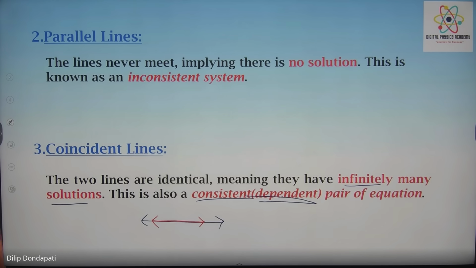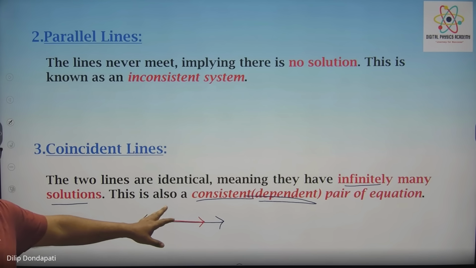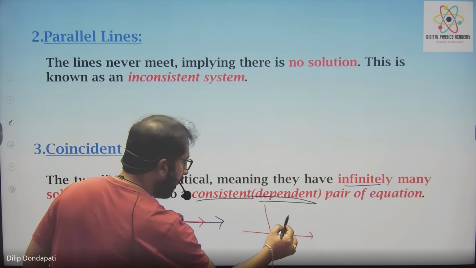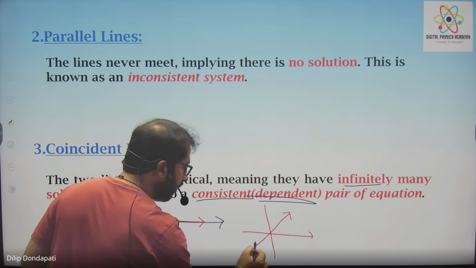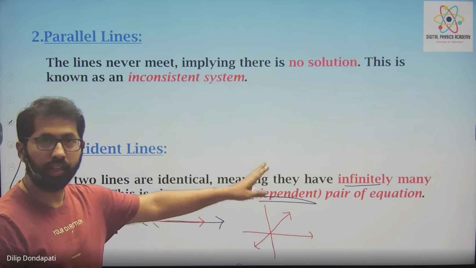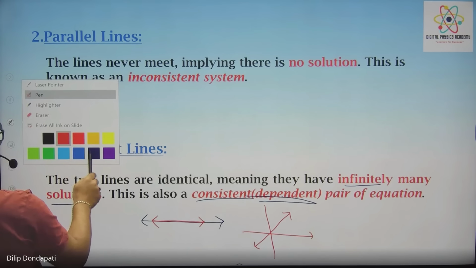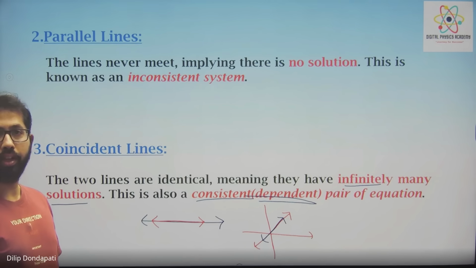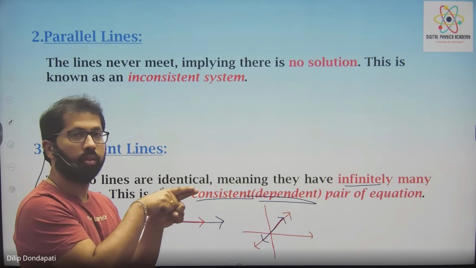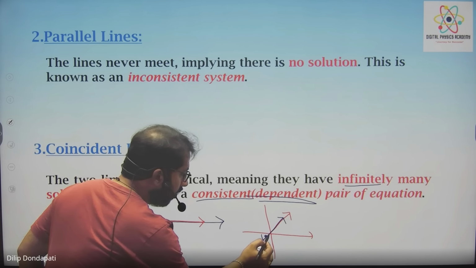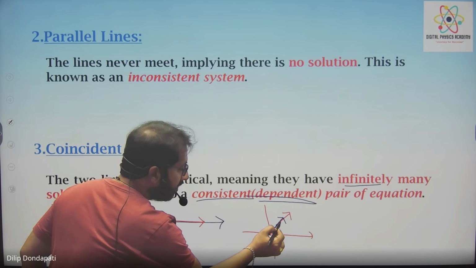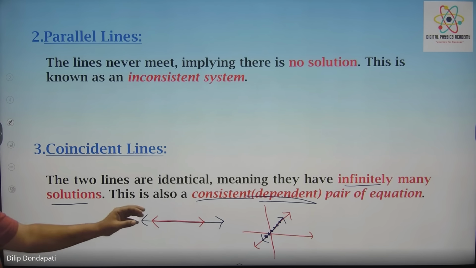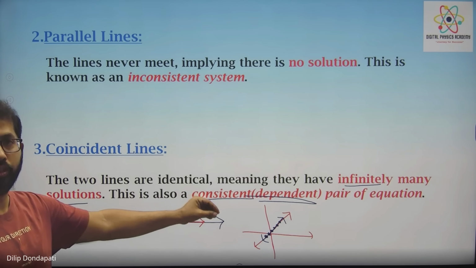Sir, I didn't understand coincident. Coinciding means when you draw a graph of two linear equations, suppose you got one line graph like this, the other line graph also will be exactly the same. One more line will be overlapping. That's called coinciding, coincident lines. Since so many points are coinciding, it has infinite solutions. So many values of x and y are there. So simply when the lines are coincident, you should say it has infinite solutions.